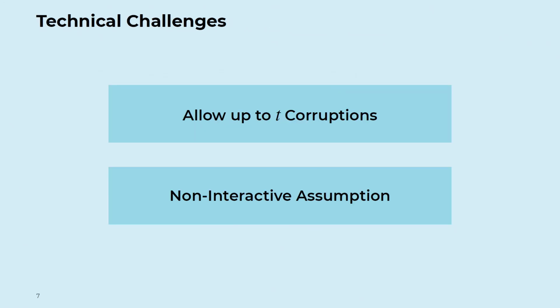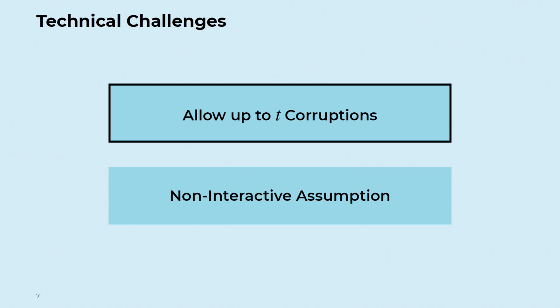Good. So for the rest of this talk, I want to make clear what the technical challenges are that we have to solve. And in particular, if we start from this Sparkle scheme that I mentioned before, there are 2 challenges. We have to allow up to T corruptions, and we have to rely on non-interactive assumptions. So in this talk, I will only focus on the first one. If you are interested in the second challenge and how we solve it, feel free to talk to me afterwards or look into the technical overview of our paper.